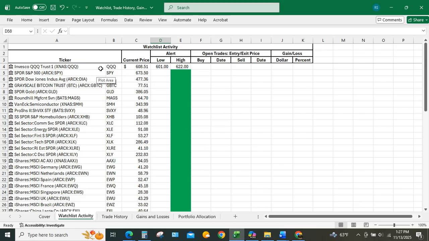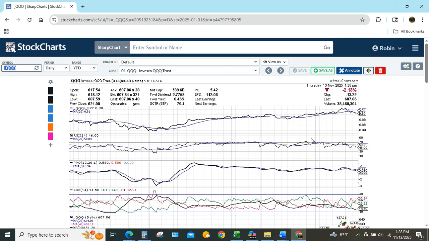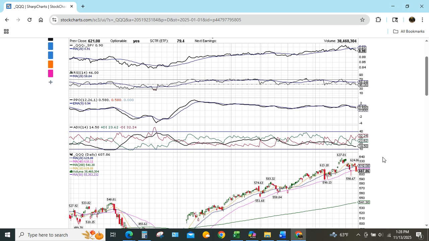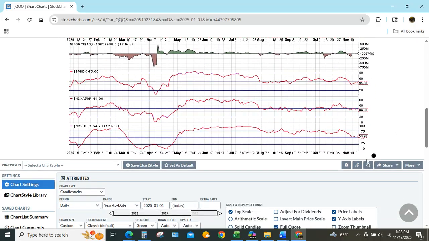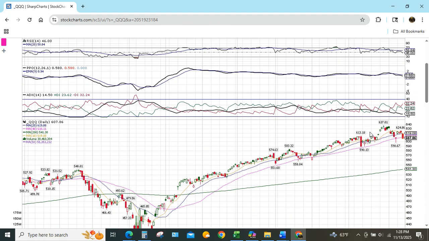So I'm going to start with QQQ, NASDAQ 100. That's one of my favorite ETFs to follow. And what I'm going to do is update the alerts. Just kind of want to keep track of price action and see if there's an opportunity for me to enter a trade on this. So right now we can see it's dropped down below the 20-day moving average.